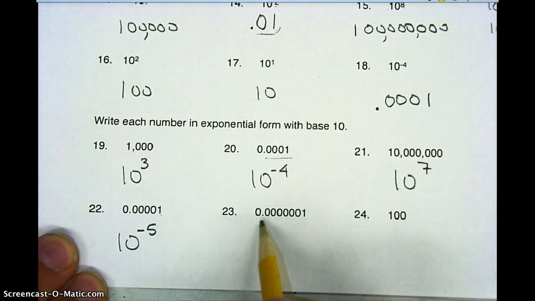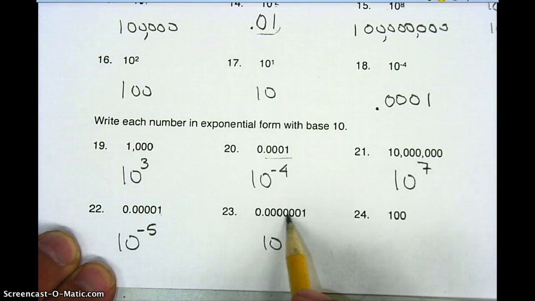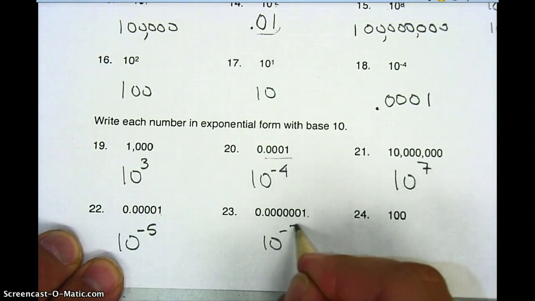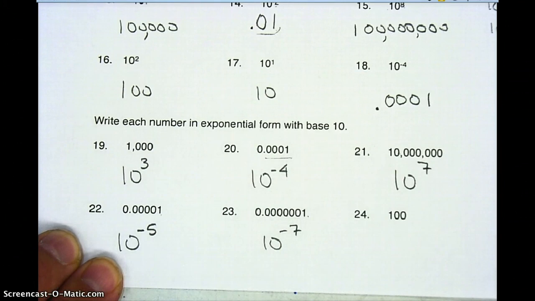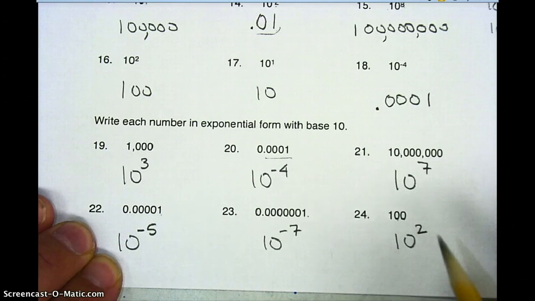This is also going to have a negative exponent since it's a really small number. It's going to be 1, 2, 3, 4, 5, 6, 7. So it's 10 to the negative 7th power. And the last one's a big number, so it's going to have a positive exponent. So I just count the number of zeros, so it's 10 squared.